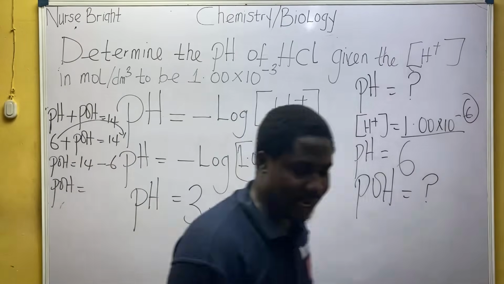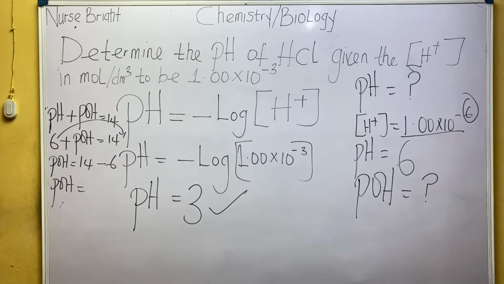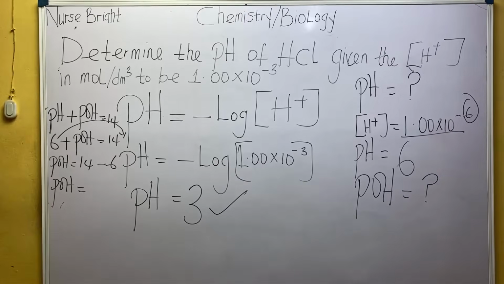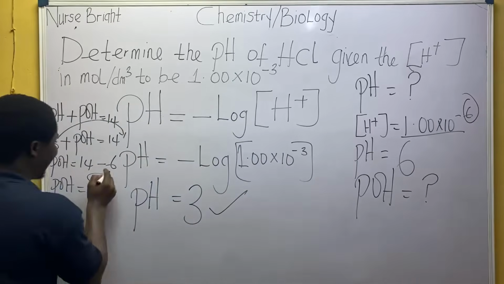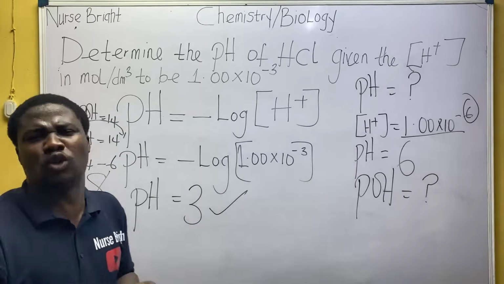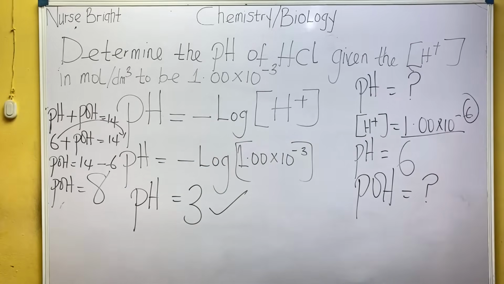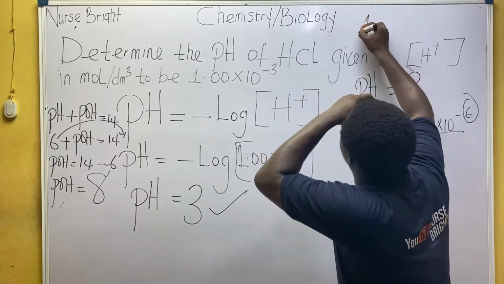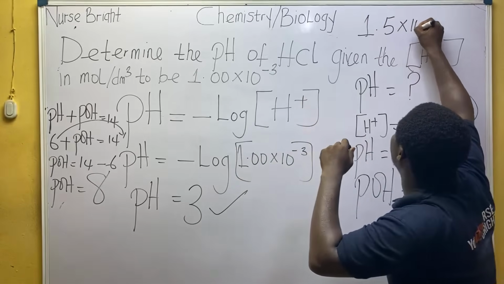That's how it works. They can literally tell you to convert your answer to pOH, and that one is not hard at all. You know what to do here. That's 14 minus 6, which is 8. So the pOH will be 8 in this case. Class, are you there? Please take note of all these things. Though they can also bring values that are not just 1.00. They can give 1.5 times 10 to the power minus 3.